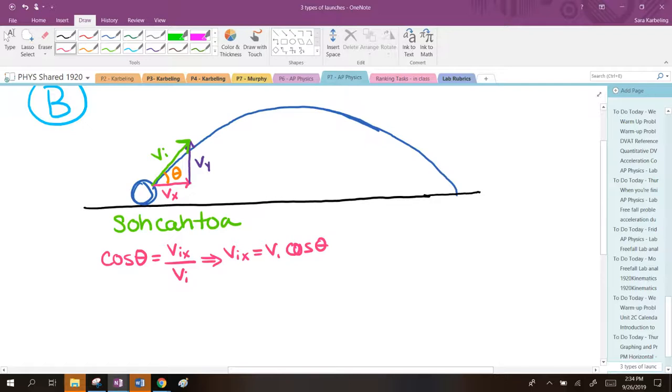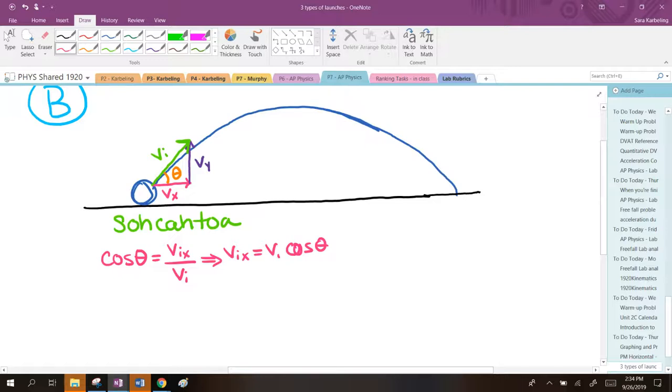If you needed to know it, you could figure this out, right? You may or may not have noticed that the AP Physics equation sheet has your little 90 degree right triangle, with sine, cosine, and tangent on there for you. So if you're having a total brain freeze, it's there for you. Okay, so then we can also do V_iy.